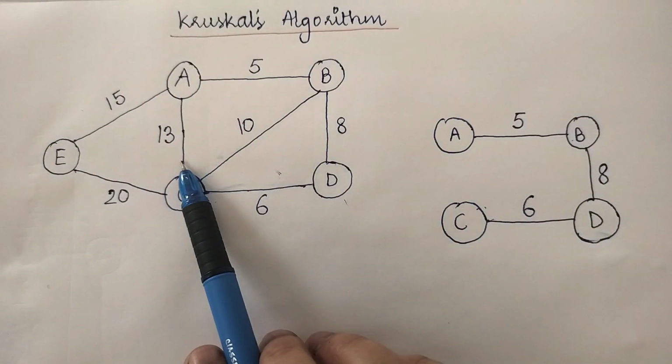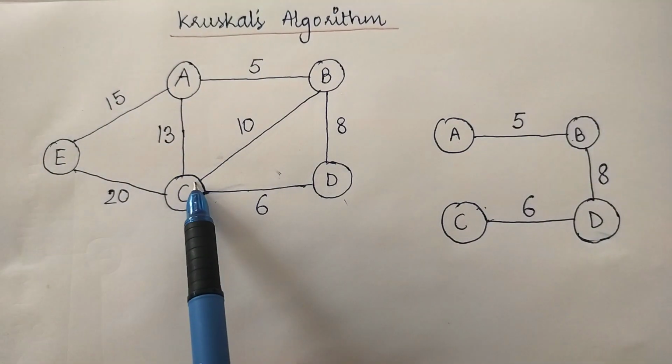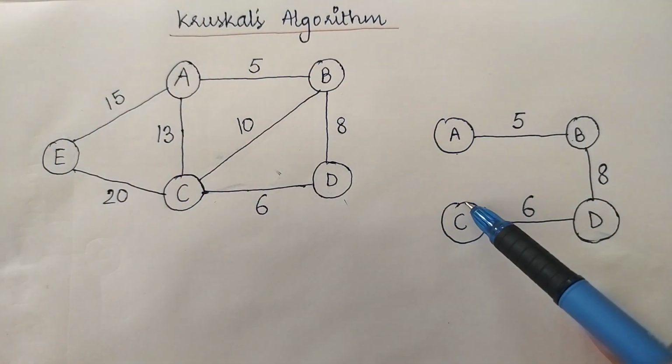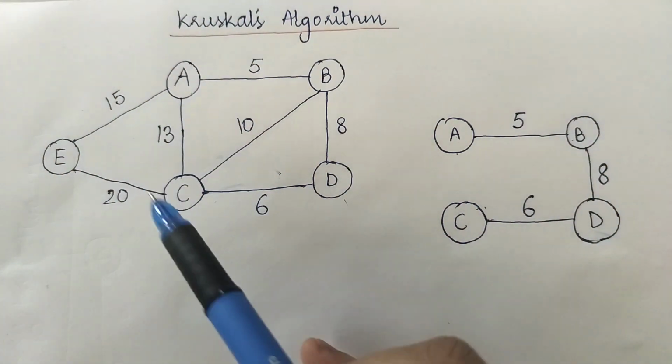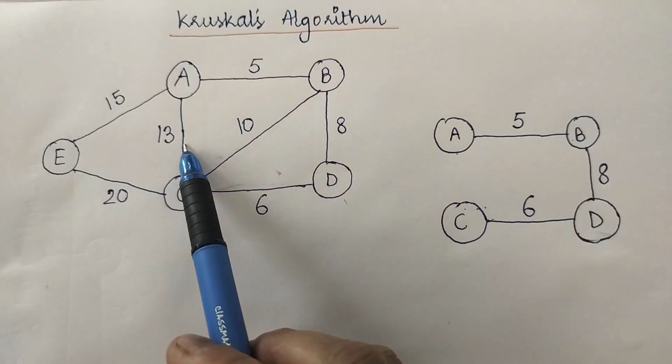Now the next minimum cost is 13, which is between vertex A and C. So again, if I draw an edge between vertex A and C, a cycle will be formed, and I cannot do that because I'm finding a minimum cost spanning tree, and a spanning tree does not have a cycle. So if I draw an edge between vertex A and C, then a cycle will be formed. So I will ignore this also.